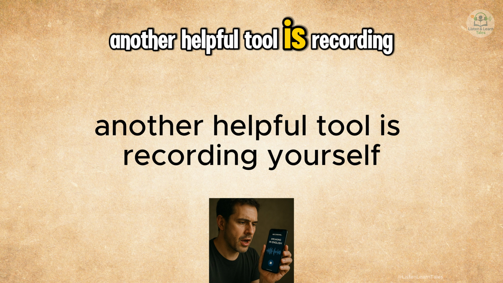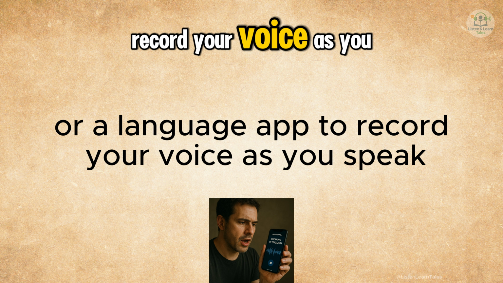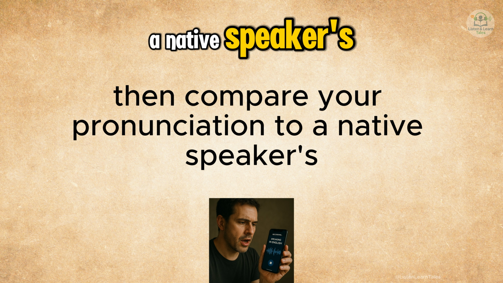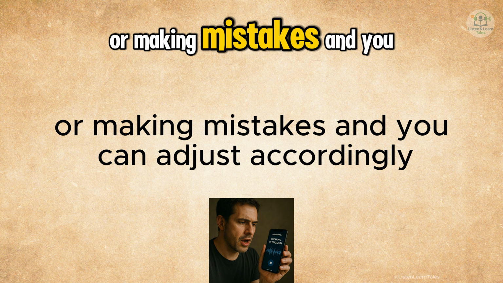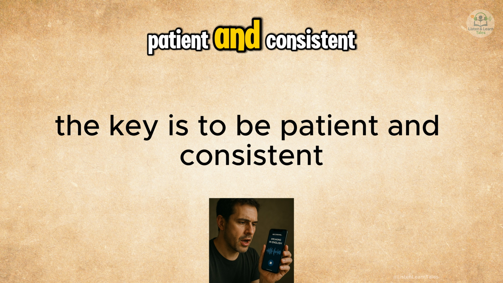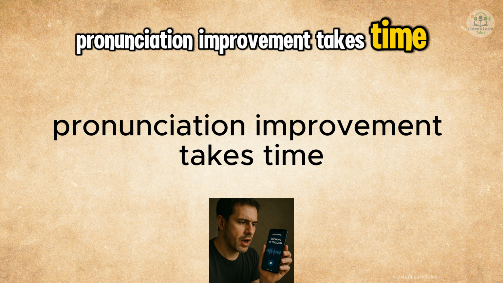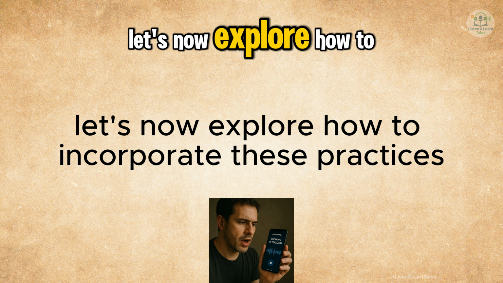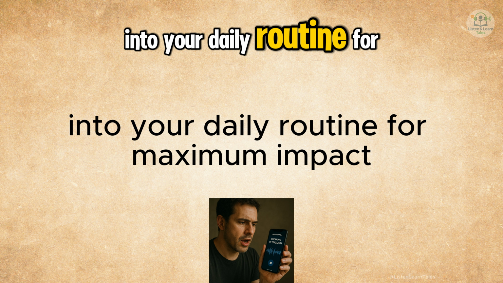Another helpful tool is recording yourself. Use your smartphone or a language app to record your voice as you speak. Then, compare your pronunciation to a native speaker's. This allows you to hear where you might be mispronouncing words or making mistakes, and you can adjust accordingly. The key is to be patient and consistent. Pronunciation improvement takes time, but with regular practice, you'll see progress. Let's now explore how to incorporate these practices into your daily routine for maximum impact.